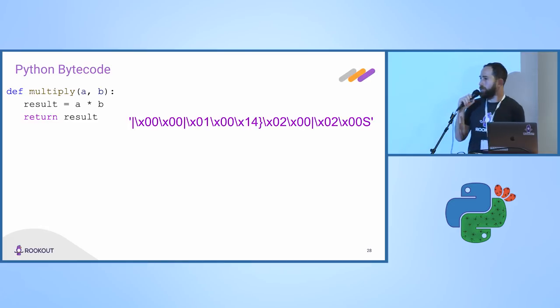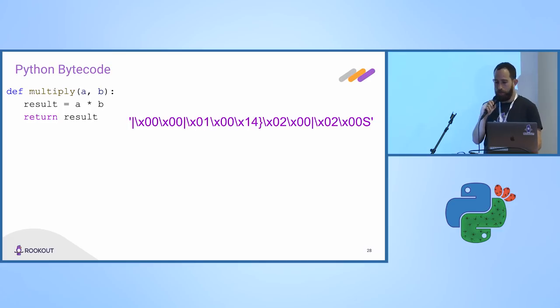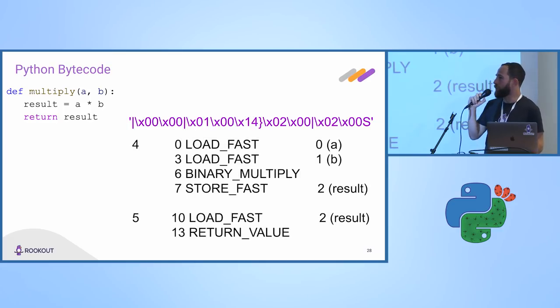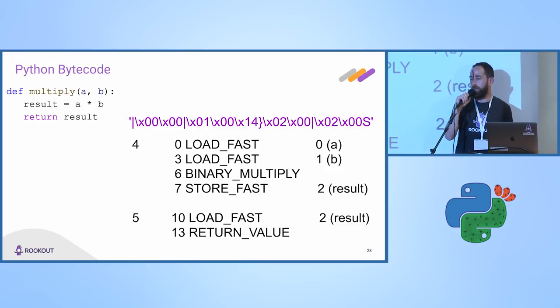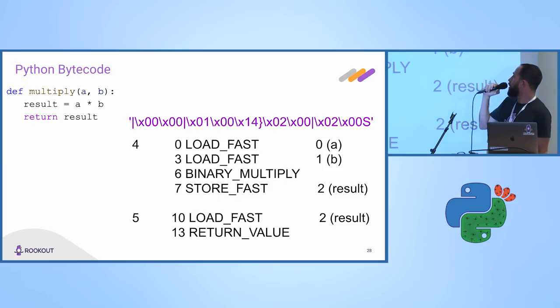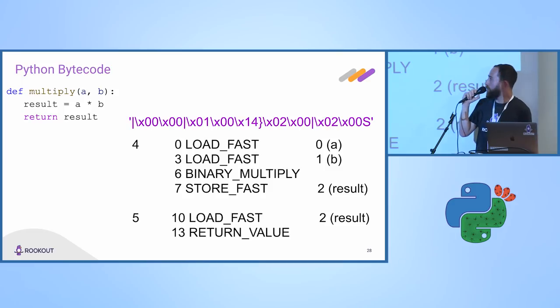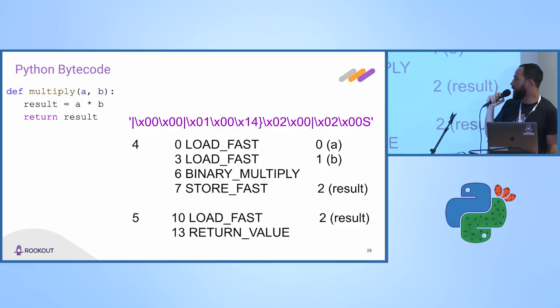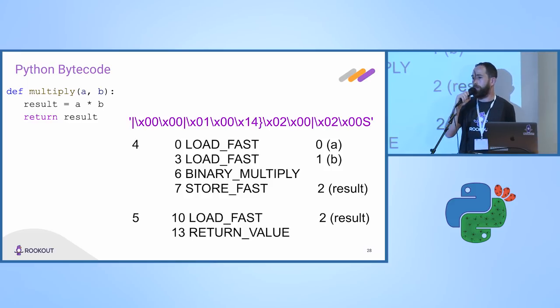That's unreadable for most of us, but if we go through the Python dis module, we can get something that's a bit more human readable. It's a classic stack-based virtual machine. Load A, load B, binary multiply them, store the result into result, load result onto the stack, and return it. Those are the logical instructions the interpreter is executing as it's going through that string.